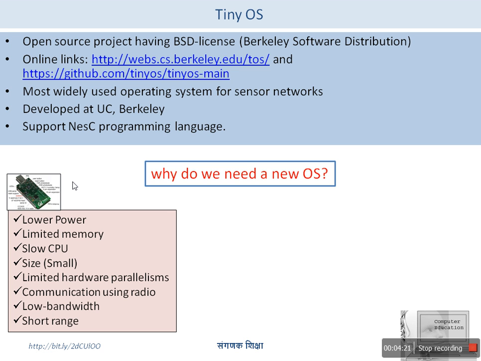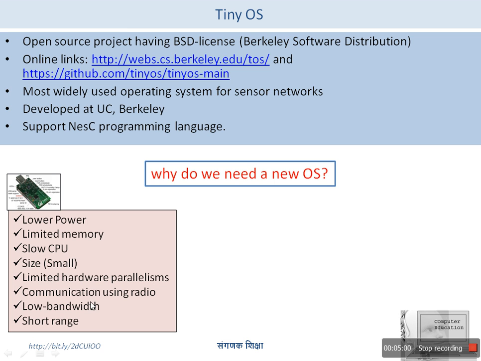So we have motes with low power. Battery is a prime constraint in our sensor nodes, so the sensor motes have lower power. They have limited memory spaces, like 4 KB or 2 KB. They have a slow CPU, 8 megahertz or so, which is the CPU capacity available in almost all types of commercially available sensor motes. They have small sizes. Limited hardware parallelism is possible in this type of configuration.